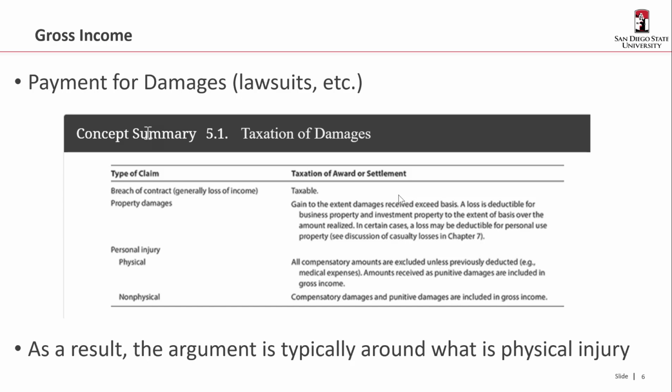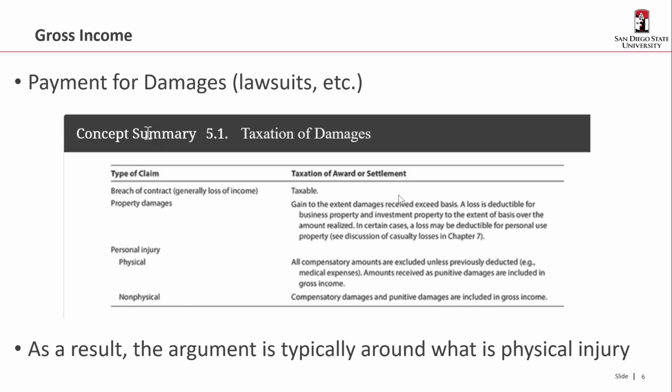Those are taxable. That's gross income. Non-physical injuries, you're out of luck. Those are pretty much just all included in gross income. So when I think about this, I carve it down and I say, look, if there's an injury to your body, that's when you can exclude it. Pretty much all other settlements are taxable.